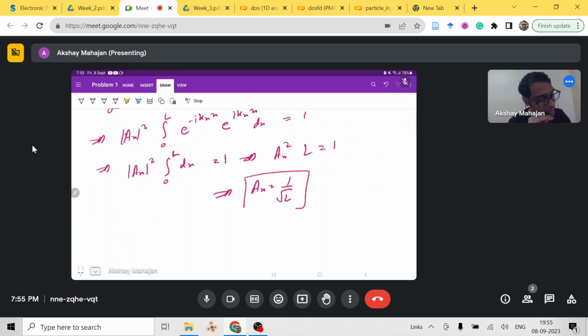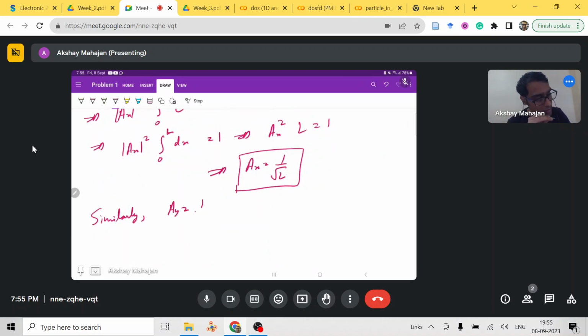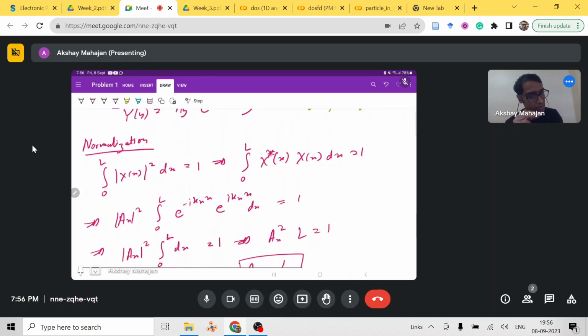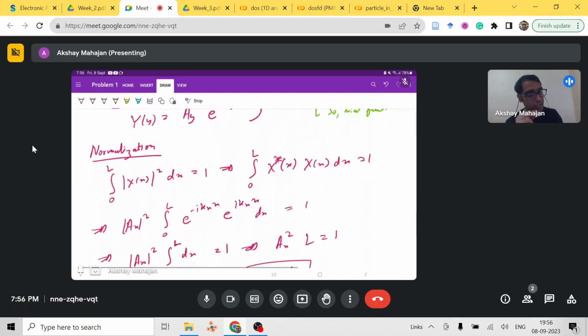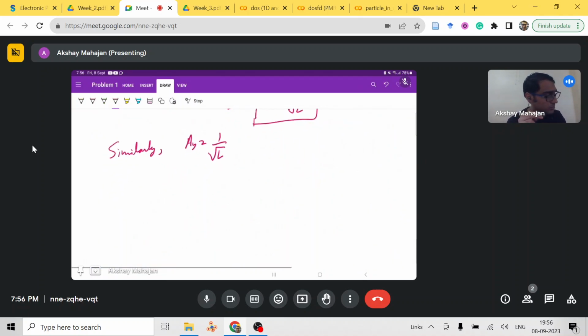Similarly, we can find ay equals 1 by under root of L. You can do this yourself and check. It is the same, because the equations are basically the same, just the variables are different, x and y, so we will have the same result.